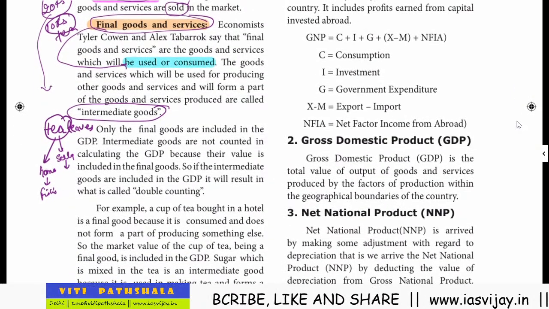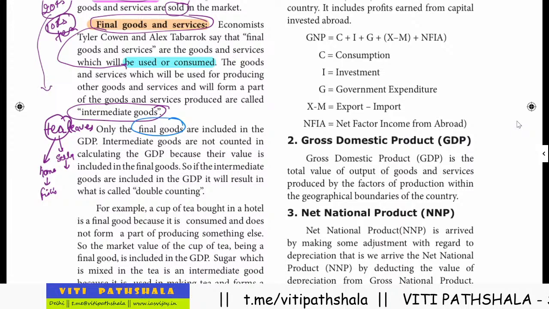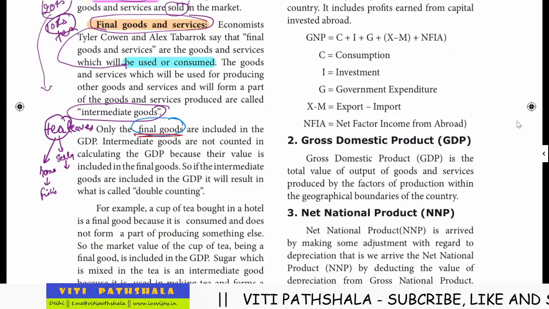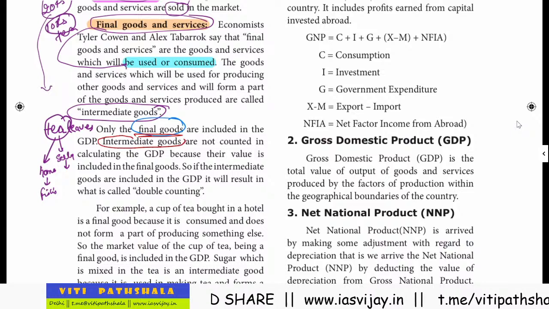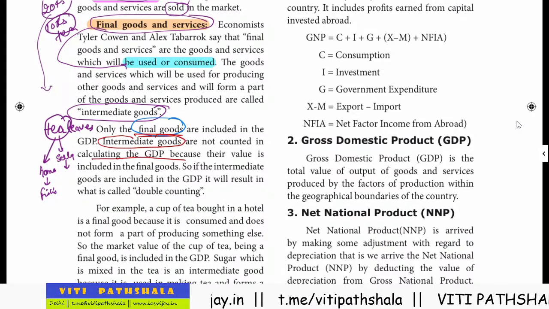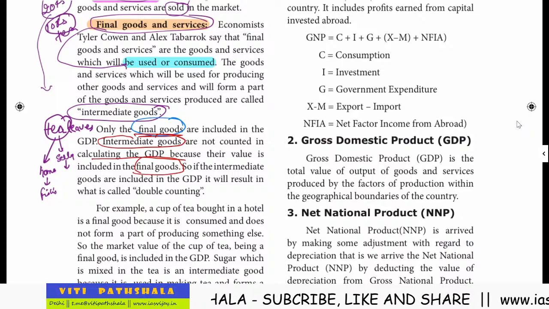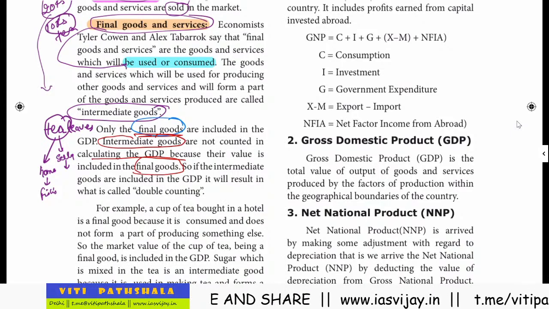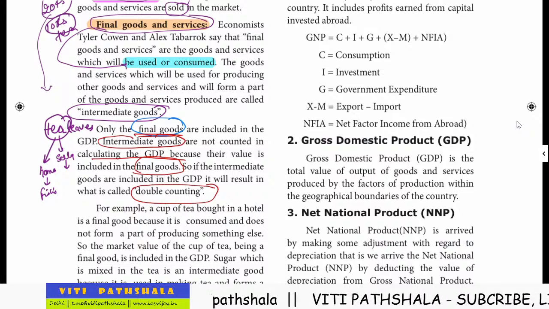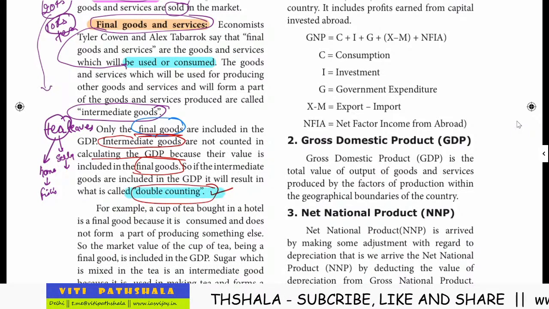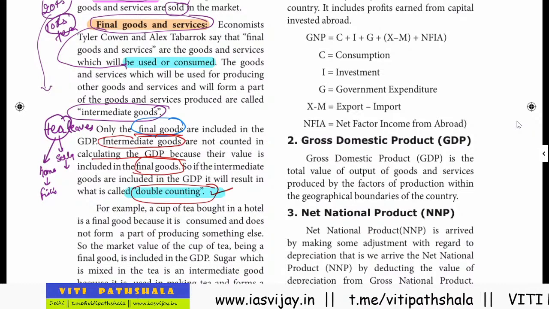Now, only the final goods are included in the GDP. So remember what is included in our GDP? The final goods are included in the GDP. The intermediate goods are not counted in the GDP because their value is included in the final goods. So we do not count intermediate goods. If intermediate goods were included in the GDP, it would result in double counting. So to avoid double counting, we do not use the intermediate goods. We use only the final goods.